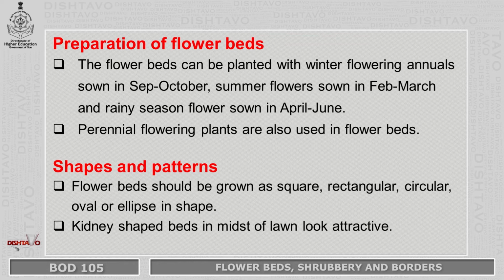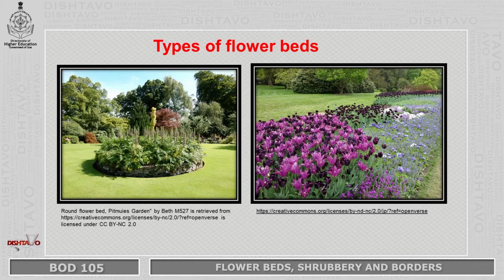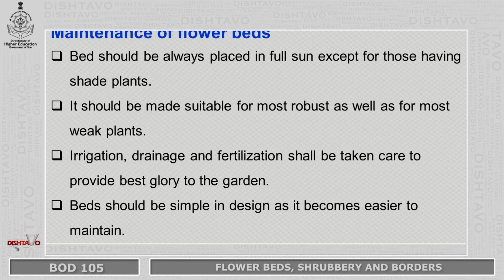Shapes and patterns of the flower beds. Flower beds should be grown as square, rectangular, circular, oval or ellipse in shape, and they can be made in a shape of kidneys in the midst of the lawn which look very attractive. Types of flower bed. Here we can see rectangular flower bed as well as circular flower beds.